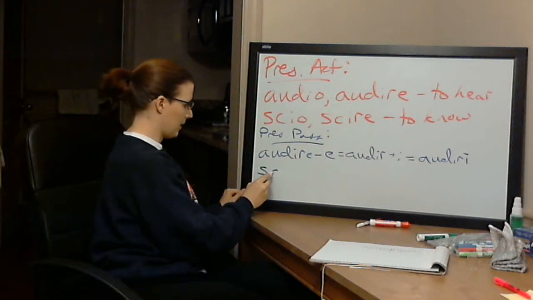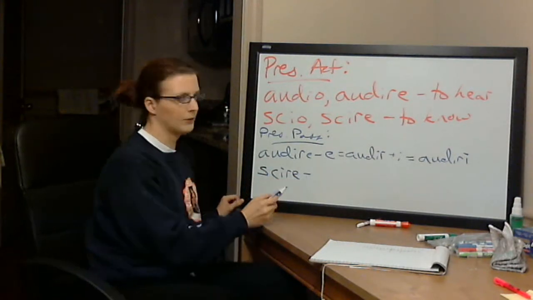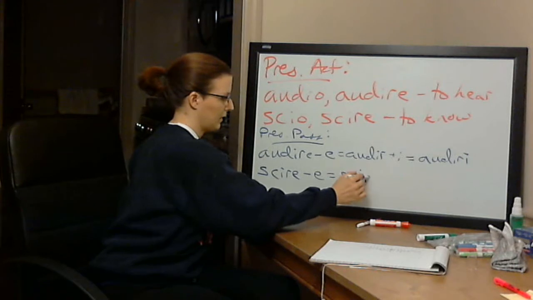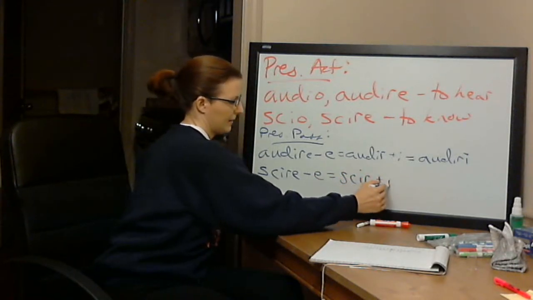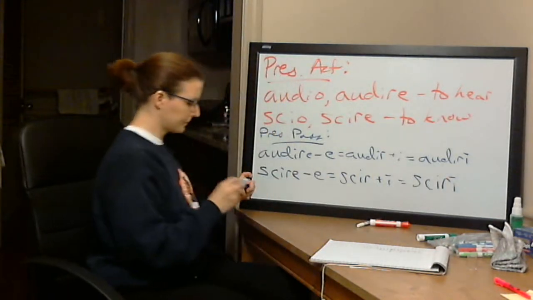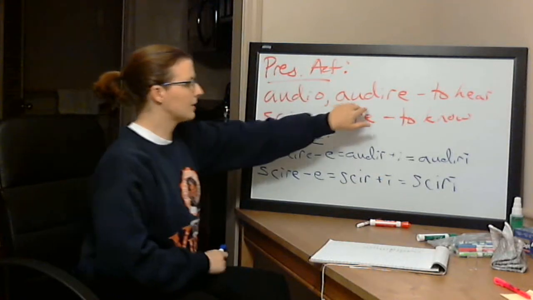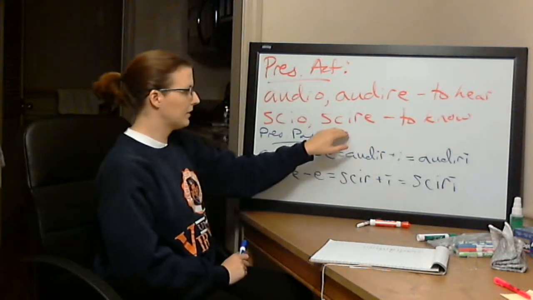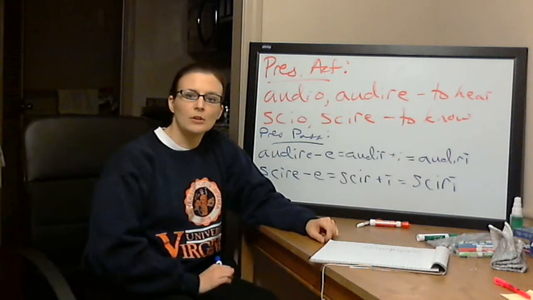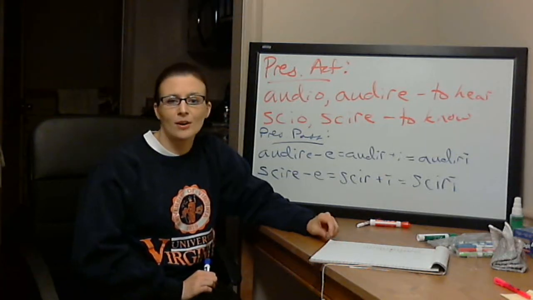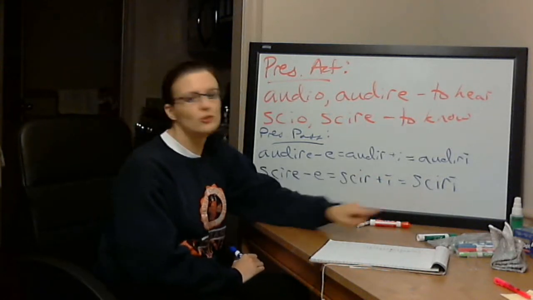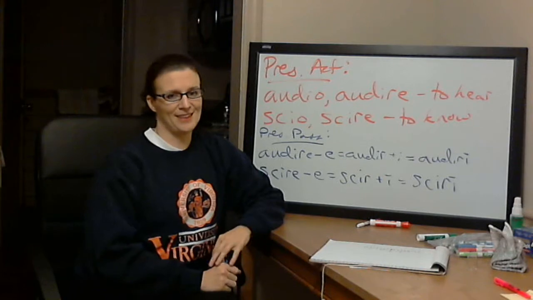And so let's try the same thing for scio. Scire minus what? The E gives us scir. To that, we're going to add our I, and that gives us sciri. So audire with an E is to hear, and scire with an E is to know. Audiri with an I at the end of it is to be heard. So I like to be heard. I'm very self-conscious that I'm heard by my neighbors right now. And sciri, to be known. I don't like to be known as Annie.